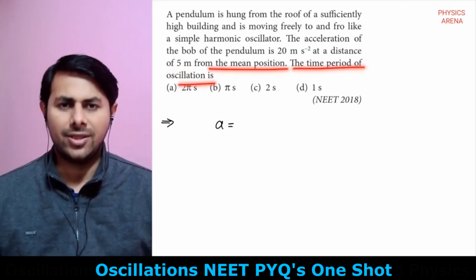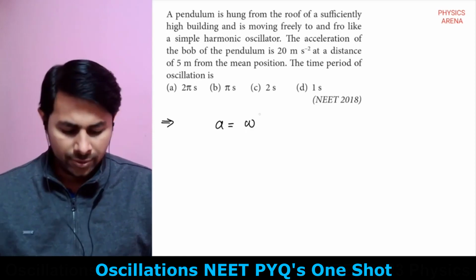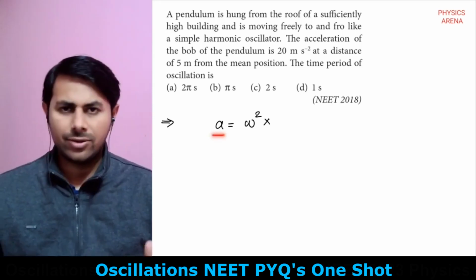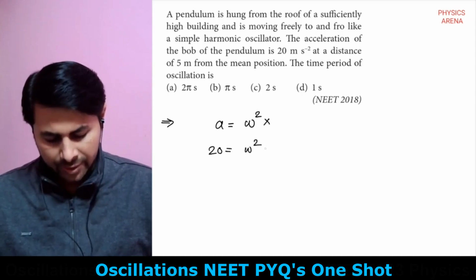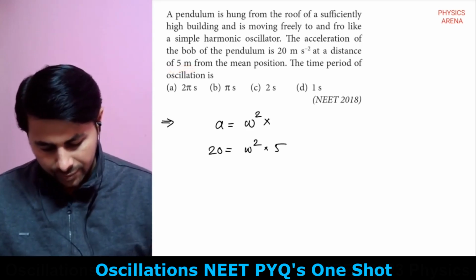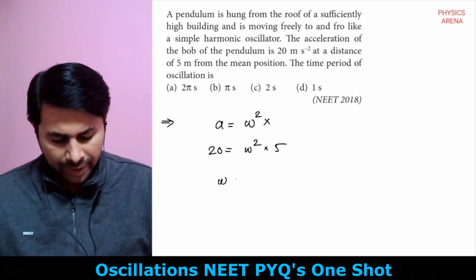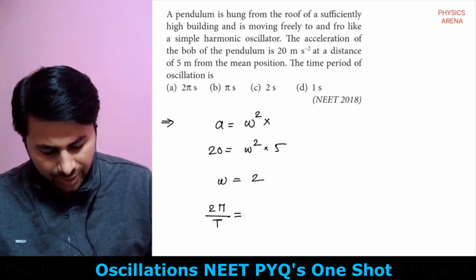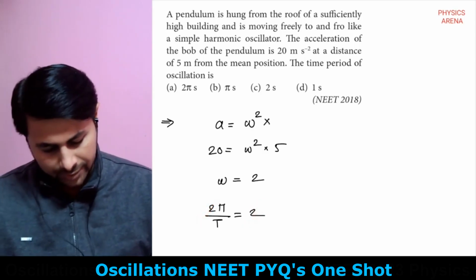The time period of oscillations is very simple, right? Just use a equals minus omega square x, but we just want the magnitude. That's why I'm writing a equals omega square x. So it is 20 equals omega square multiplied by displacement 5. That means omega square equals 20 upon 5, that's 4. So omega equals 2, and we want the time period. So 2 pi upon T equals 2. 2 gets cancelled. T equals pi is the answer.